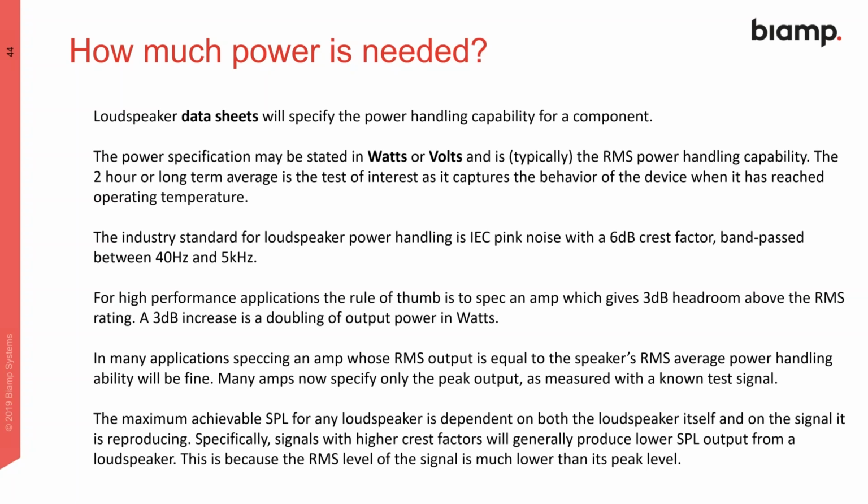Amplifiers generally are specified with sine wave, which has a 3 dB crest factor. So we're looking at a 6 dB crest factor on one and a 3 dB crest factor on the other. So if you add 3 dB more to get to that peak, you can sort of say, okay, we need an amplifier that's got twice the rated power of the speaker, and we should be safe.